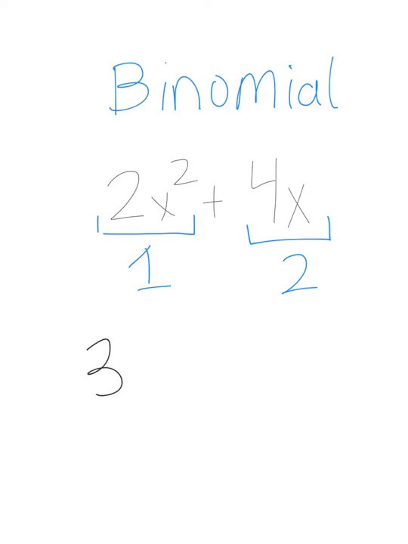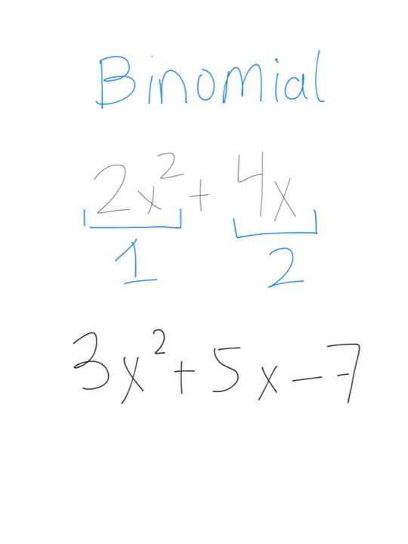If we have 3x squared plus 5x minus 7, this is called a trinomial because we have three terms. So 3x squared is your first term, 5x is also a term, and then -7 is our third term. So this is called a trinomial.